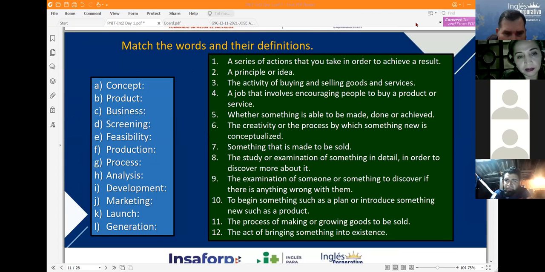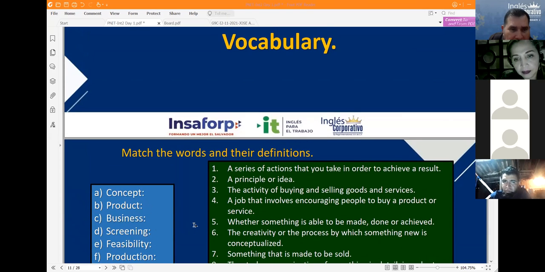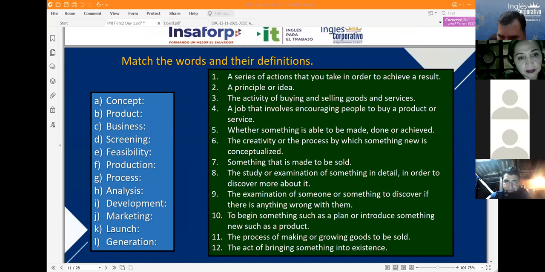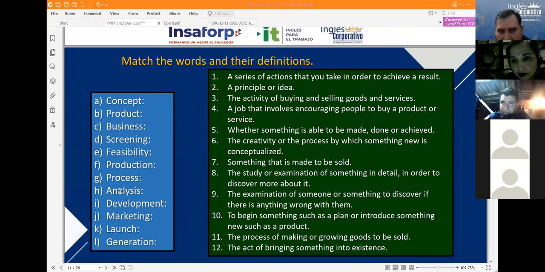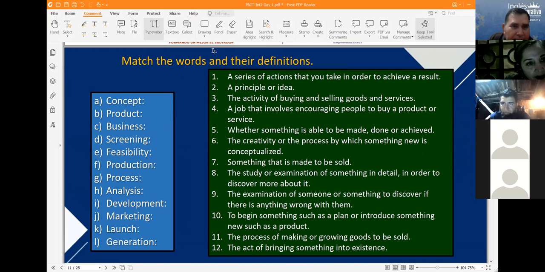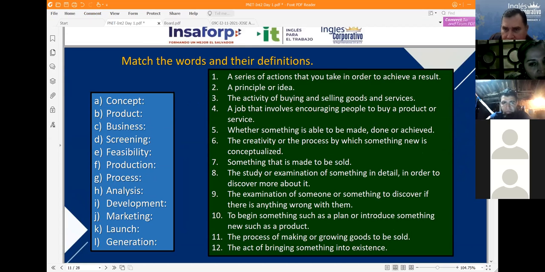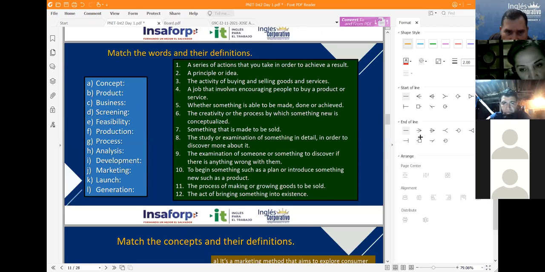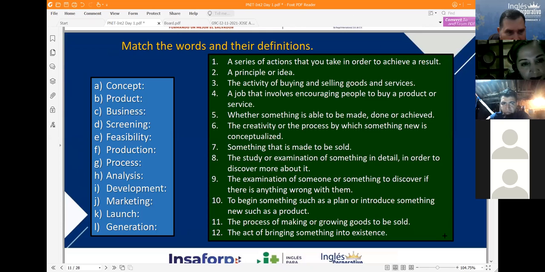Okay, the groups have closed. Now let's move to the next one, vocabulary. We are a little behind time, so what are we going to do? Match the words and their definitions. Connect the words, the letters, and the numbers that are the definitions. You will help me. We're going to do it here all together. Check over here.